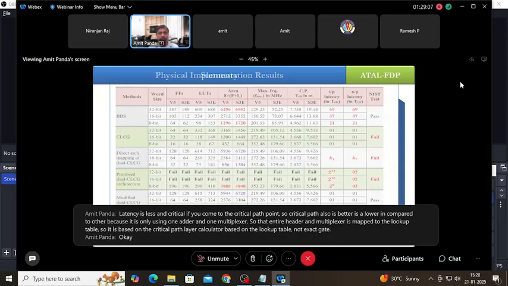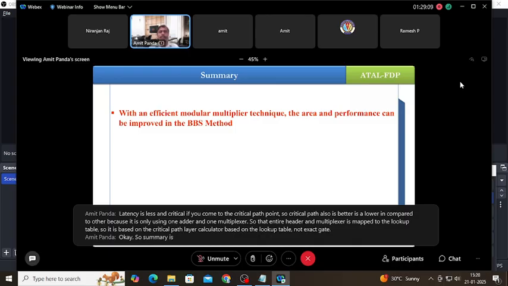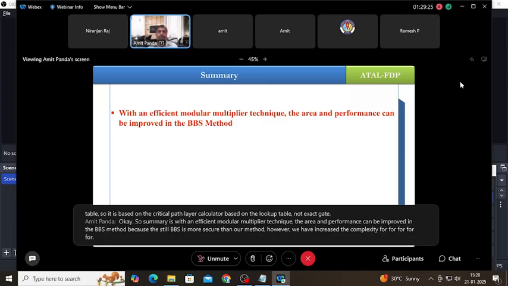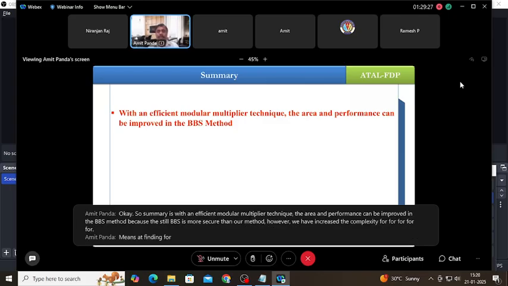So the summary is, with an efficient modular multiplier technique, the area and performance can be improved in the BBS method, because BBS is still more secure than our method. However, we have increased the complexity of finding the initial seed or predicting the next bit. So the complexity is still polynomial-time unpredictable.